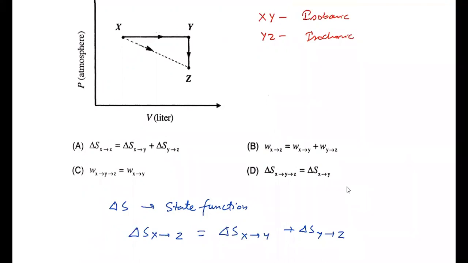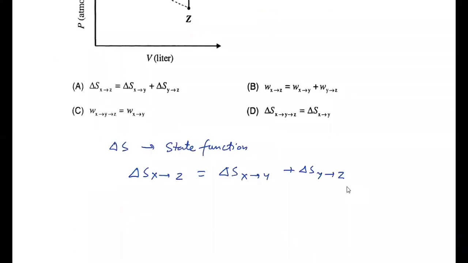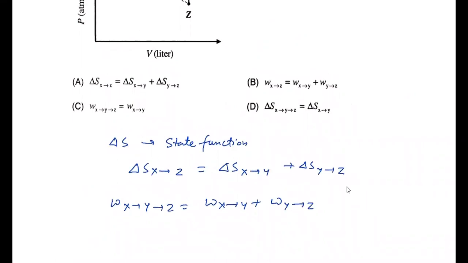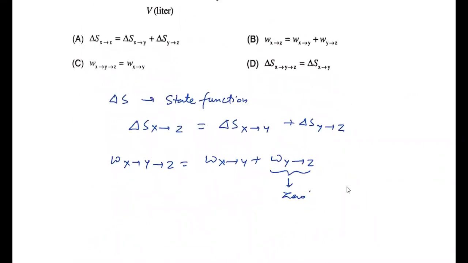In option C, it's given work done of W XYZ, X to Y, Y to Z, and this is the same as the work done in the process X to Y. That is correct because Wxyz is the same as Wxy plus Wyz. And we know that the YZ process is isochoric. That's why this work done is 0, because the process is isochoric. So we can write Wxyz is the same as Wxy.